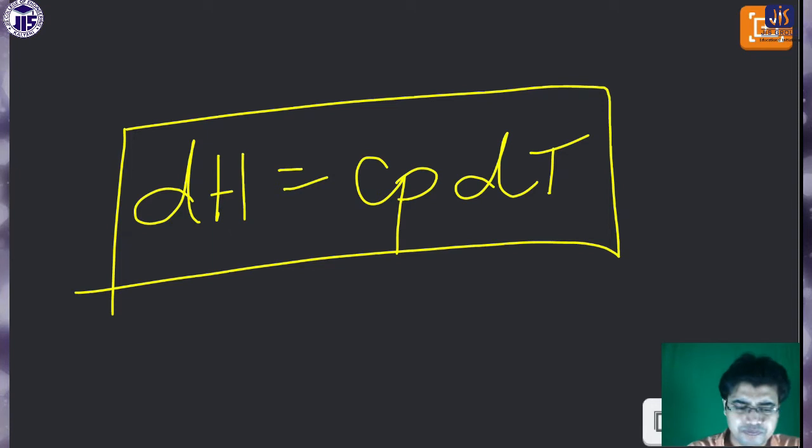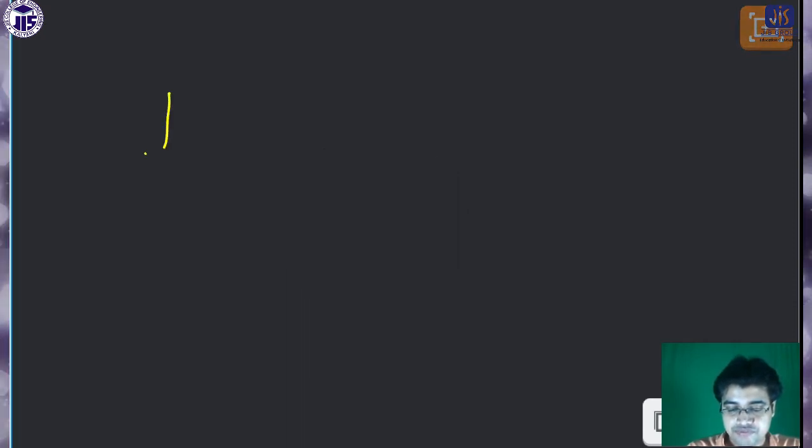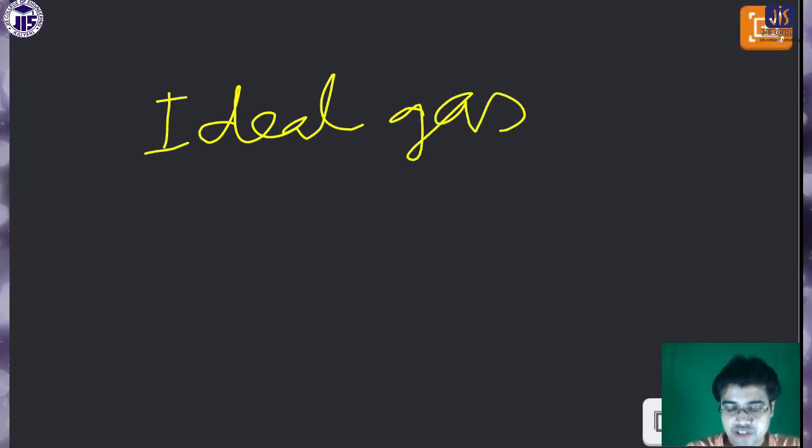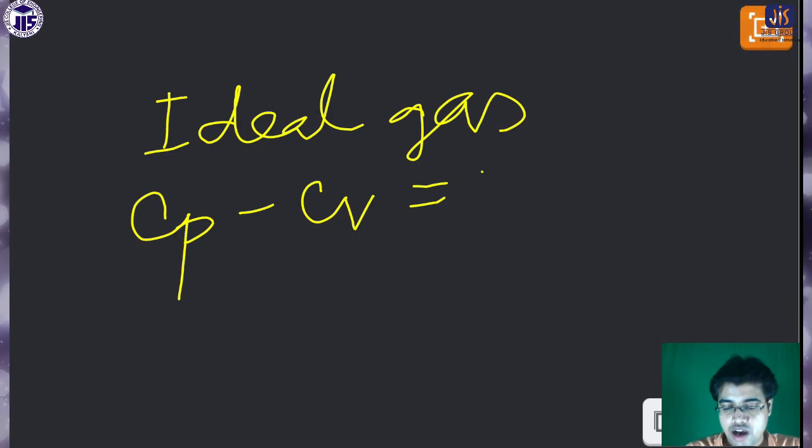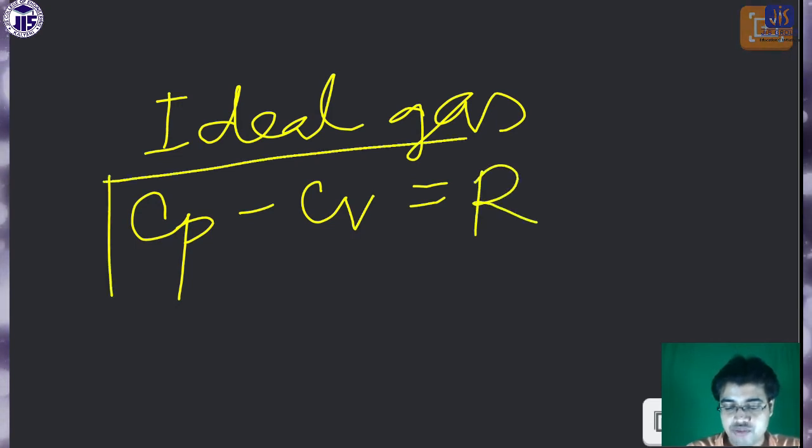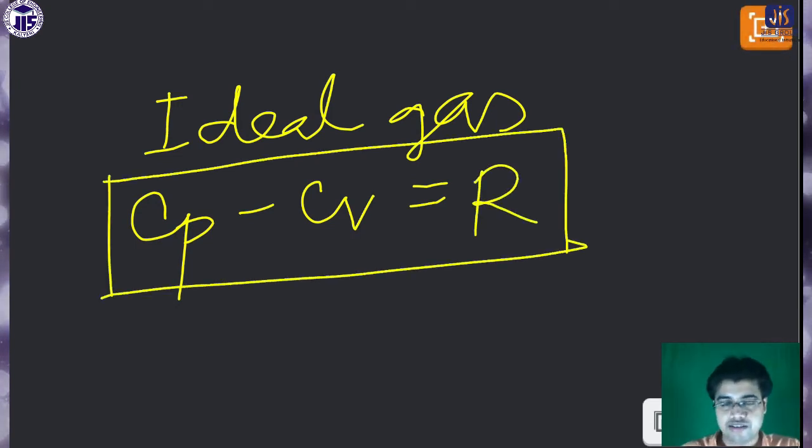And another thing, for an ideal gas you have to keep in mind that Cp minus Cv equals R, where R is the universal gas constant.